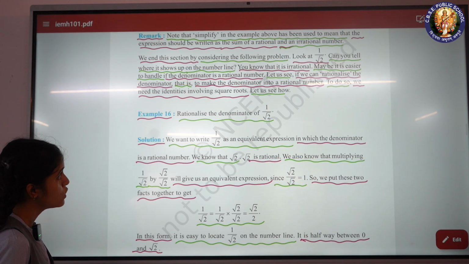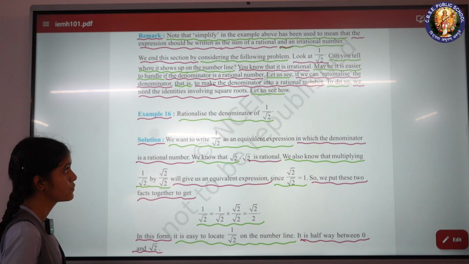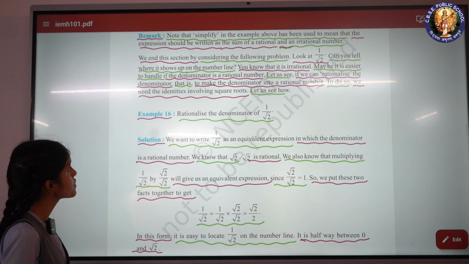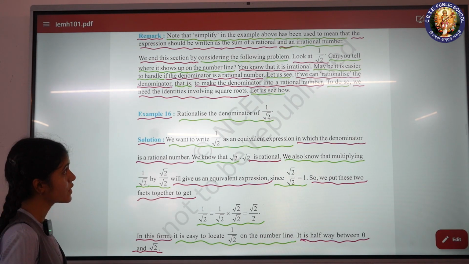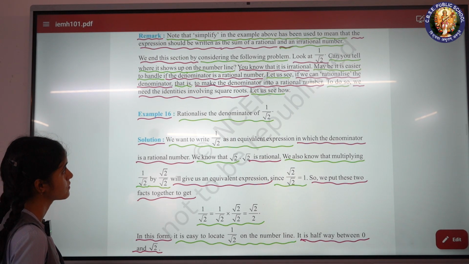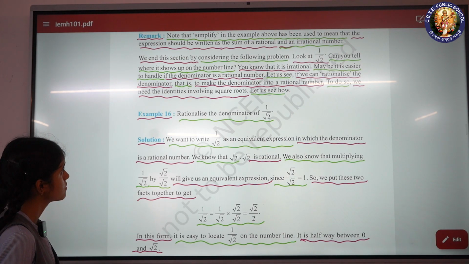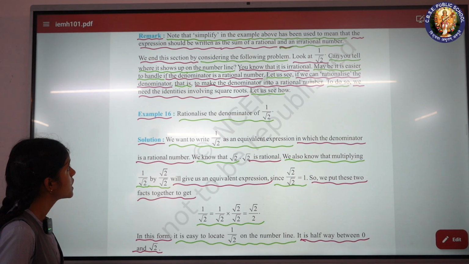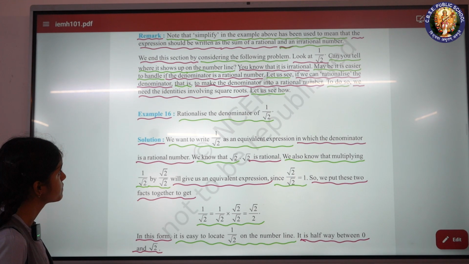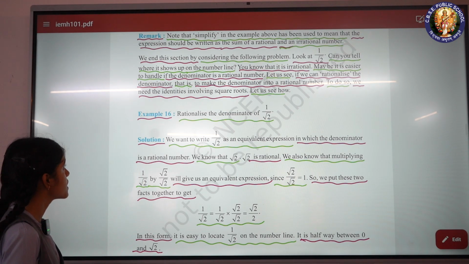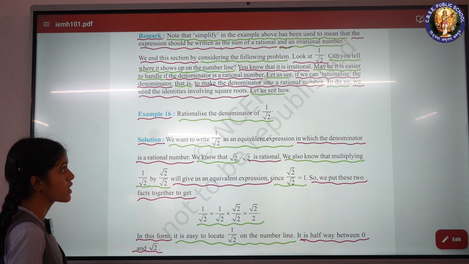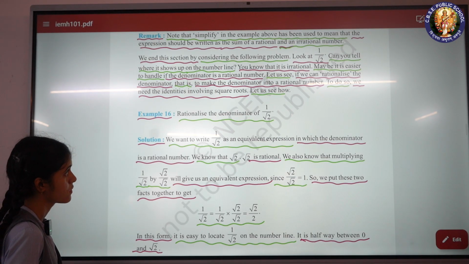Look at 1 by under root 2. Can you tell where it shows up on the number line? You know that it is irrational. Maybe it is easier to handle if the denominator is a rational number. Let us see if we can rationalize the denominator, that is, to make the denominator into a rational number.